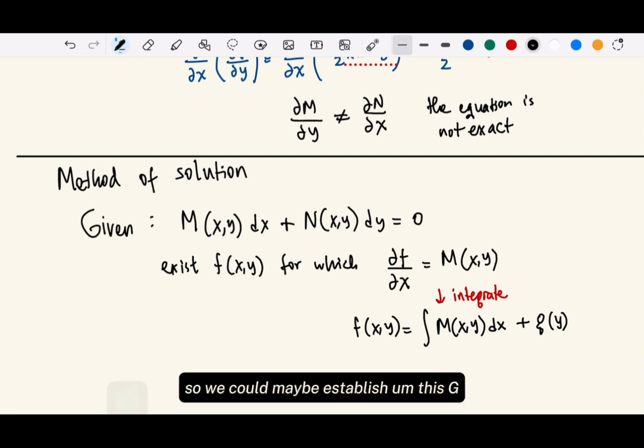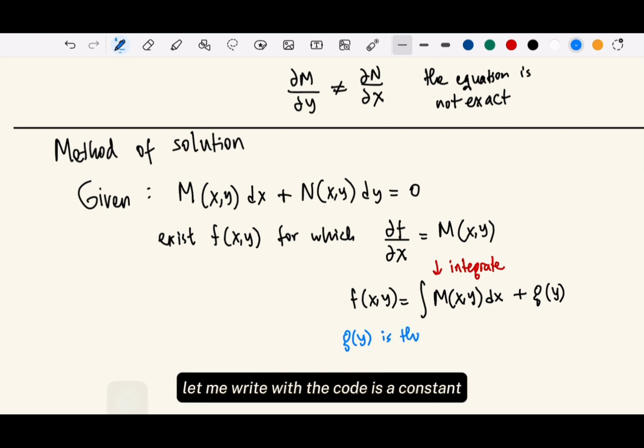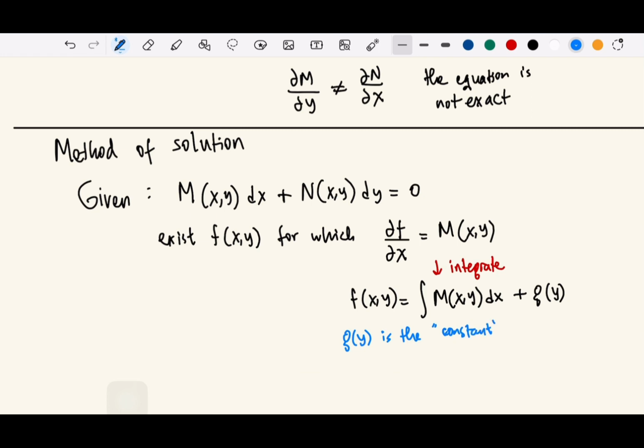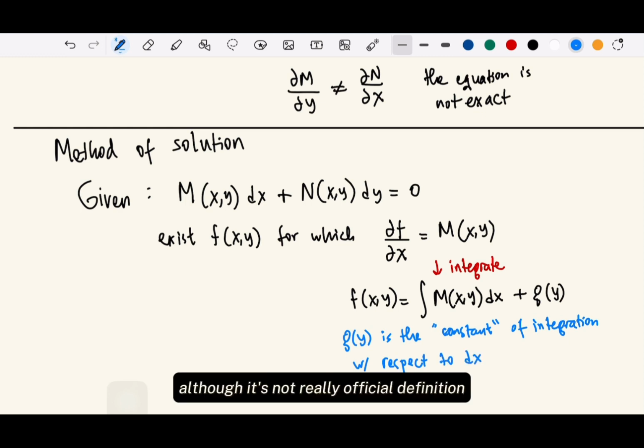So we could establish this g. Let me write it: it is a constant of integration with respect to dx. Although it's not really the official definition, I can say that it turns out like a constant, right?